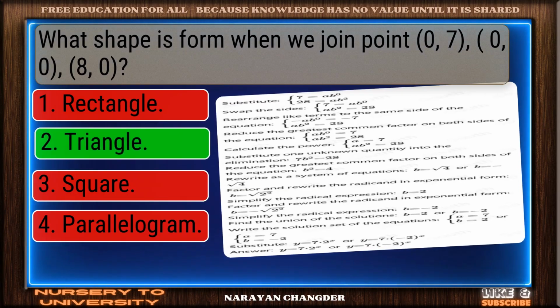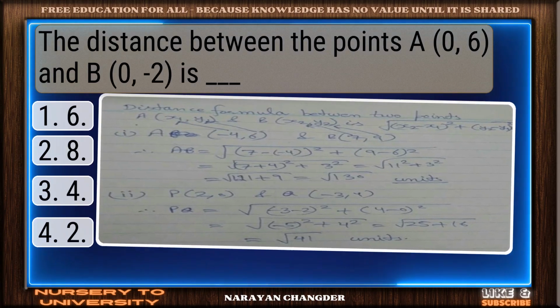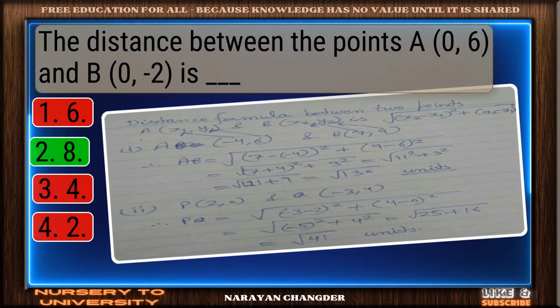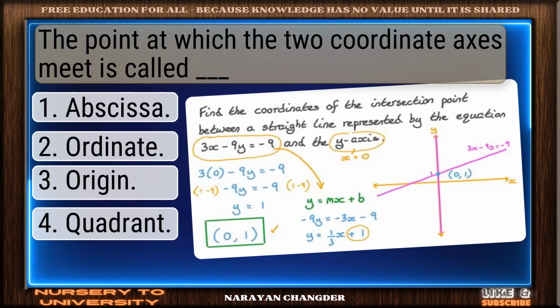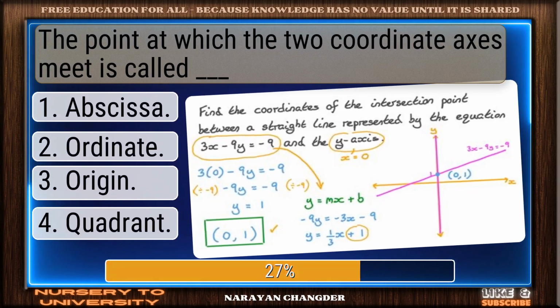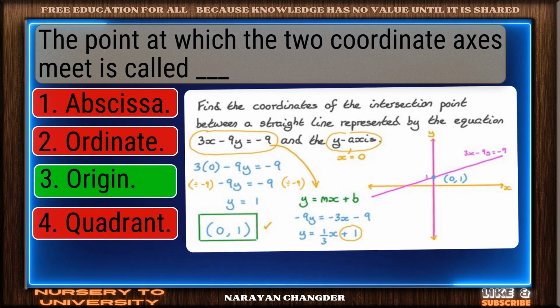Great job. Triangle is accurate. The distance between the points and B is dash. Correct. 8 is spot on. The point at which the two coordinate axes meet is called dash. Good job. Origin works well.